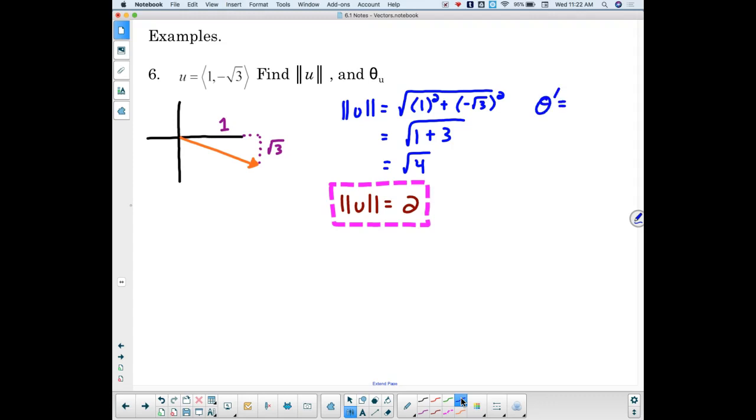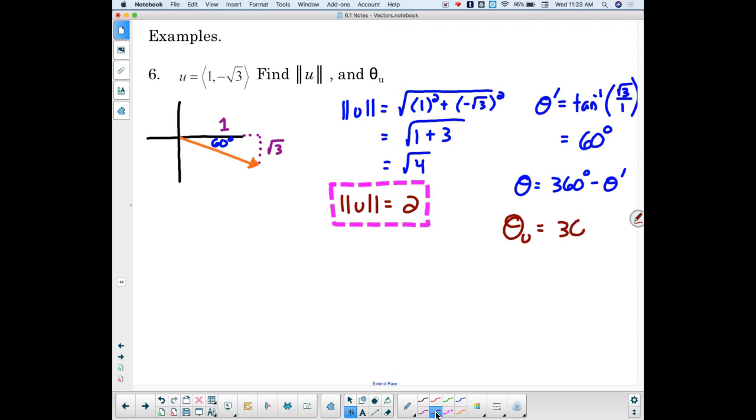Theta prime here is going to equal the inverse tangent of the square root of 3 over 1. That is the inverse tangent of the square root of 3, which is going to be 60 degrees. Okay? So my reference angle here is 60 degrees, which means my direction angle is going to be 360 degrees minus my reference angle. So the direction angle of U is going to be 300 degrees. Questions on that? Everybody got those two? Yeah? Okay.